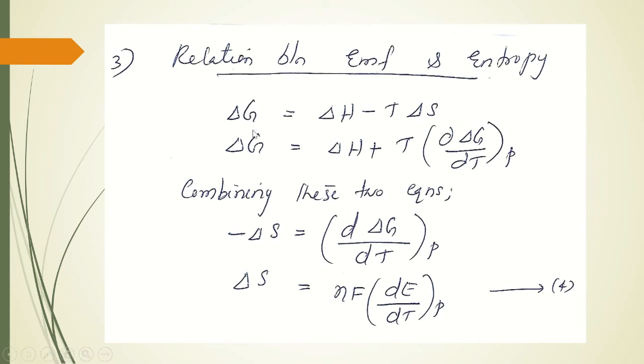So combining these two delta G, that means one is equal to another one, that is delta H minus T into delta S is equal to delta H plus T into d delta G by dT at P. And from that we just get delta S is equal to minus d delta G by dT at P. That is the relation we have got from the previous slide. We can substitute that here: d delta G by dT is equal to minus nF dou E by dou T at P.